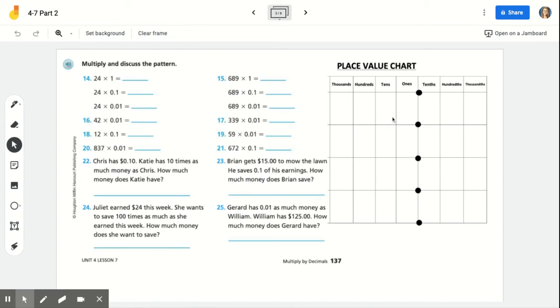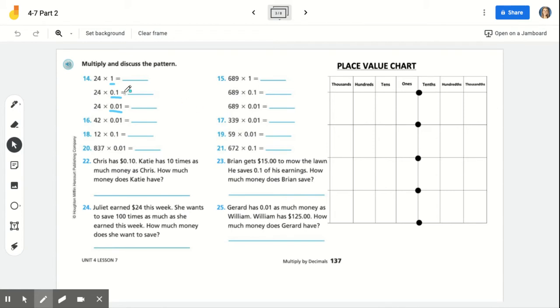Okay, so then moving down the page, problems 14 through 21. Let's take a look at them. I see factors. The first factors in all these problems are whole numbers. And then I notice that the other factors contain either a 1, 1/10, or 1/100th for all these problems. And we're going to use our place value chart to solve these.